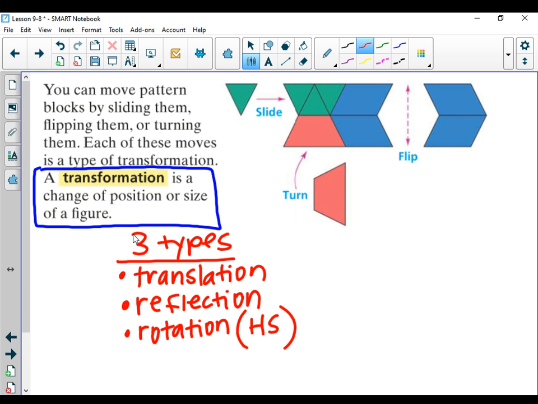It seems like math is full of a lot of fancy words, because translation is just a fancy name for slide. So this triangle can slide wherever it wants, basically. So the bigger category is transformation, and under it, smaller categories: translation, reflection, rotation. So far, so good?